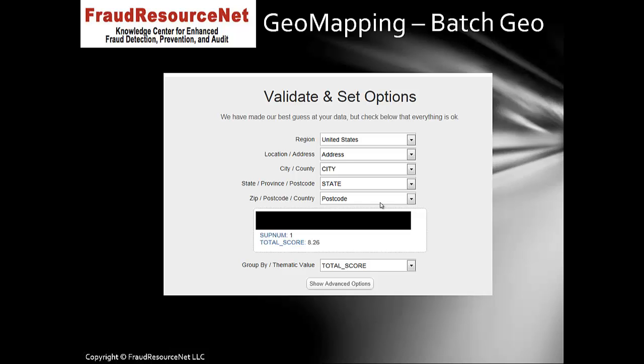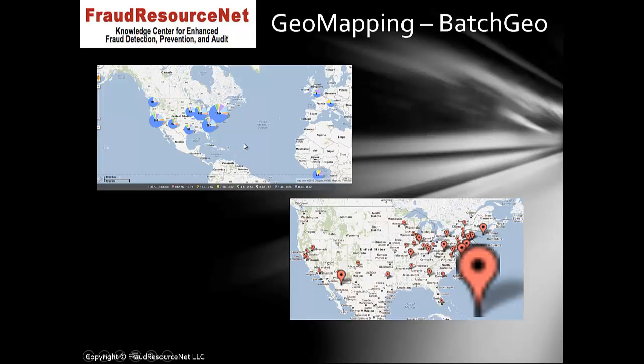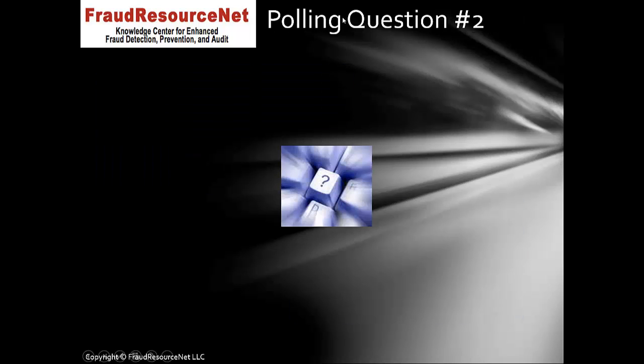BatchGeo, it's batchgeo.com. You'll get a screen looking like this. I'm not going to do it right now, but you can highlight a variety of fields: address, city, state, postcode, and based upon that you will get a really nice set of graphs. It actually uses Google Maps, and I feel it does a very, very nice job. But again, the $99 price kind of gets me a bit.